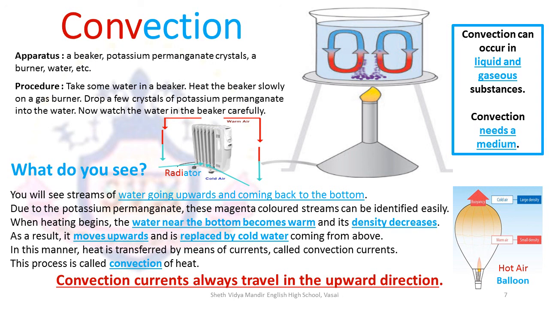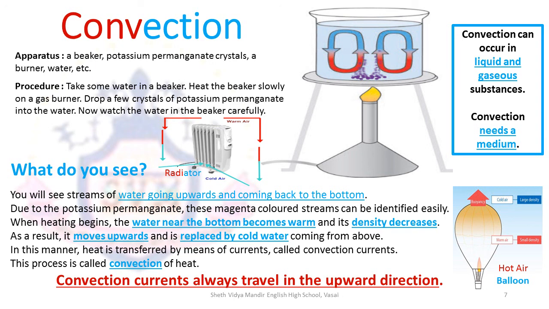Now you can observe in the beaker, you will see streams of water going up and then coming back to the bottom. Due to potassium permanganate, the magenta colored streams can easily be identified. If you don't have potassium permanganate, you can use food coloring or thin paint coloring that mixes with the water. Potassium permanganate usually is used because you can see the crystals easily going up and down, and the bubbles as well.